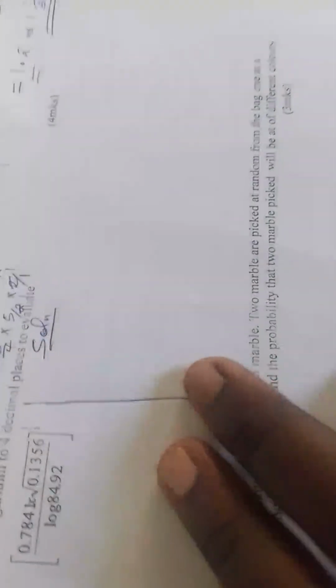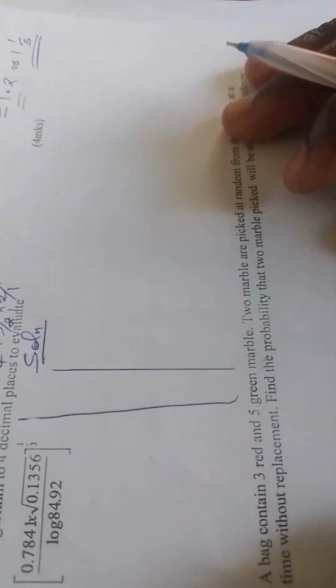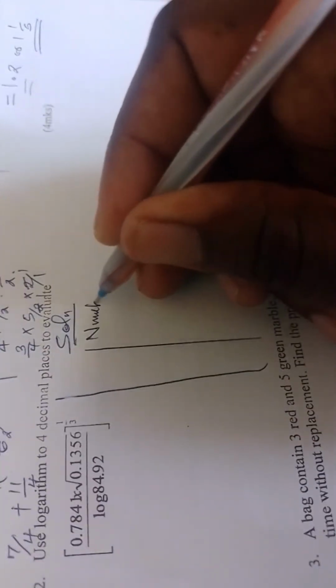So I think we can look at question number 2. We have the numbers, and we can write them down.